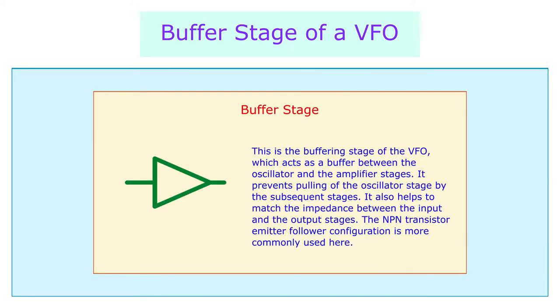The frequency of oscillations is controlled by a variable capacitor, potentiometer or a rotary encoder depending on the type of oscillator. Two, buffer stage. This is a stage that comes between the oscillator stage and the amplifier stage. It acts as a buffer between these two stages, which prevents pulling of the oscillator by subsequent amplifier stages. It also helps in the impedance matching between the input and the output.